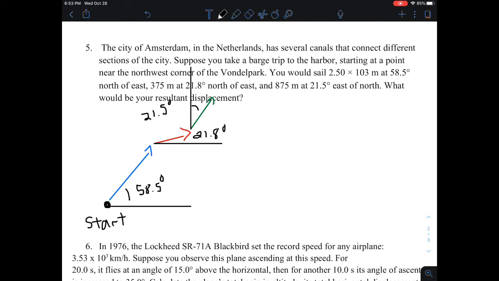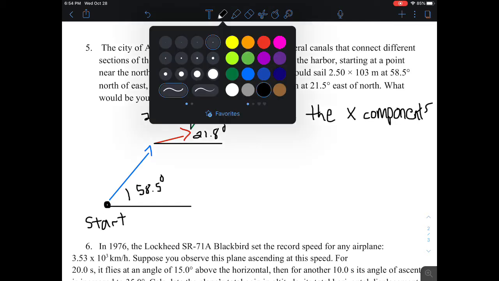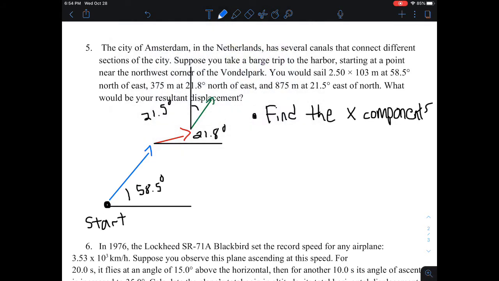Okay, so here we have these 3 vectors, the blue one, the red one, and the green one. And if you line them up this way, you can add them up. What are the steps? Well, the first thing you need to do is find all of the x components. If you find the x components, you can then add them up. Do the same thing with the y's, and then use Pythagoras. So let me step you through finding the x component.